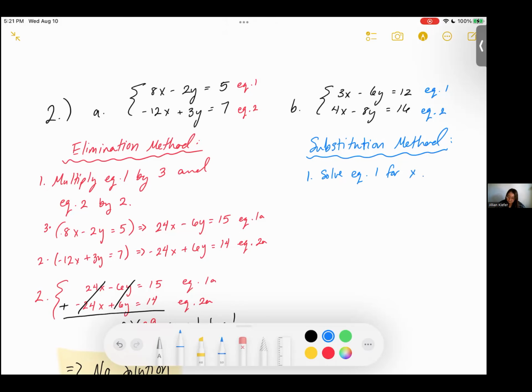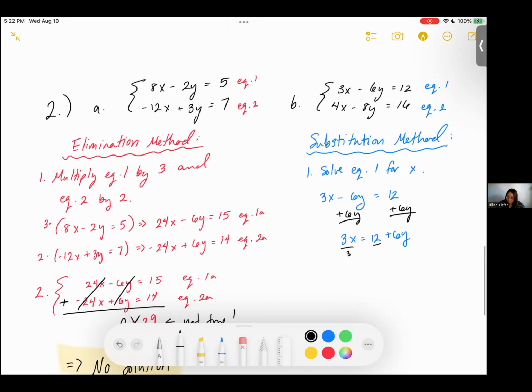So if we do this, we'll take 3x minus 6y is equal to 12. And we're going to solve for x, so we're going to add 6y to both sides. This gives us 3x is equal to 12 plus 6y. And we're solving for x, so we want to get rid of the 3, its coefficient. So we'll divide each value by 3. And we get that x is equal to 4 plus 2y.